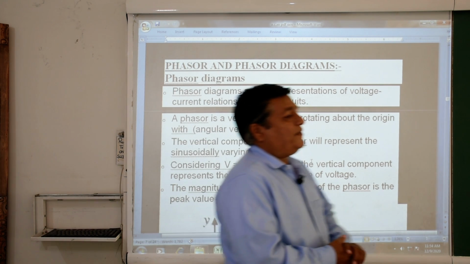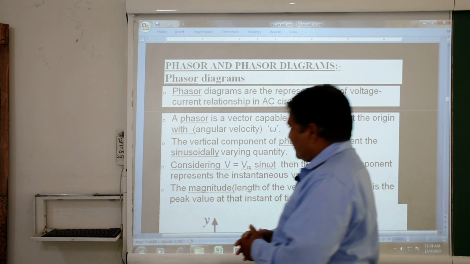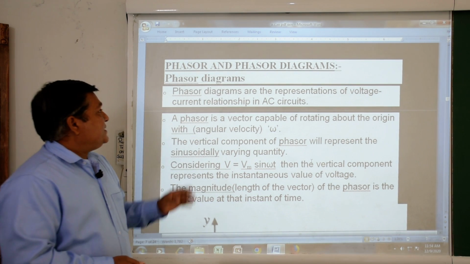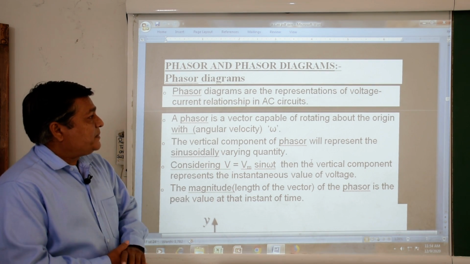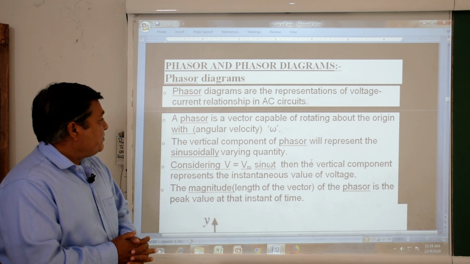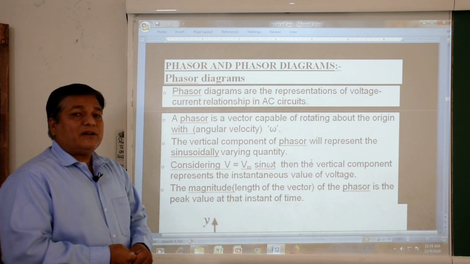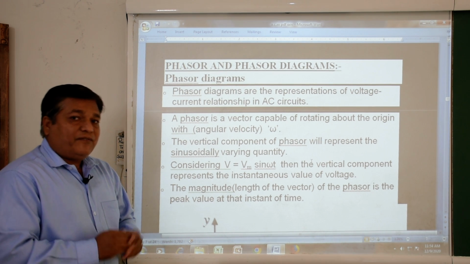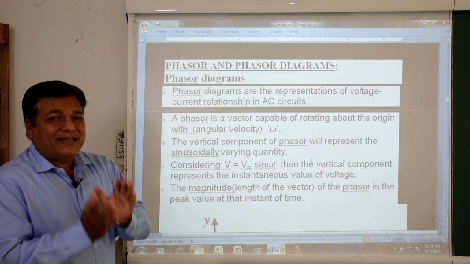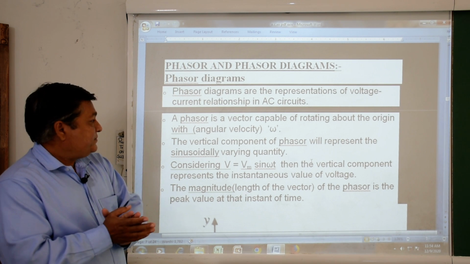Our next topic is phase or phasor diagram. What do we understand by phasor diagram? A phasor diagram is made between the current and the voltage. The phasor diagrams are the representation of both voltage and current, their relationship in an AC circuit. A phasor is a vector capable of rotating about the origin with angular velocity omega. If it rotates in time t with angular velocity omega and makes a certain angle theta, then theta will become omega t.